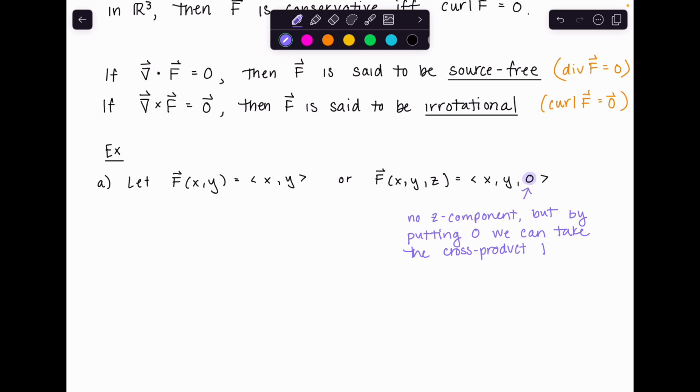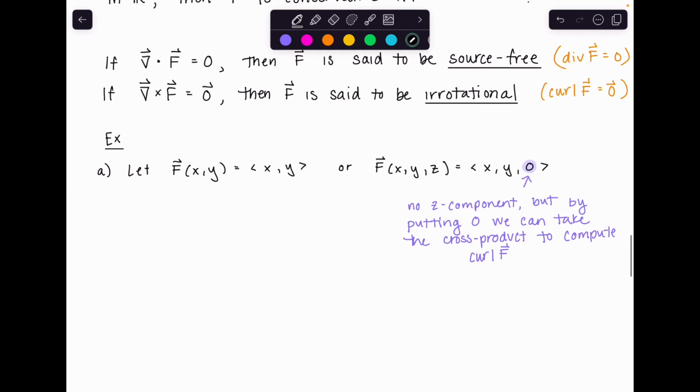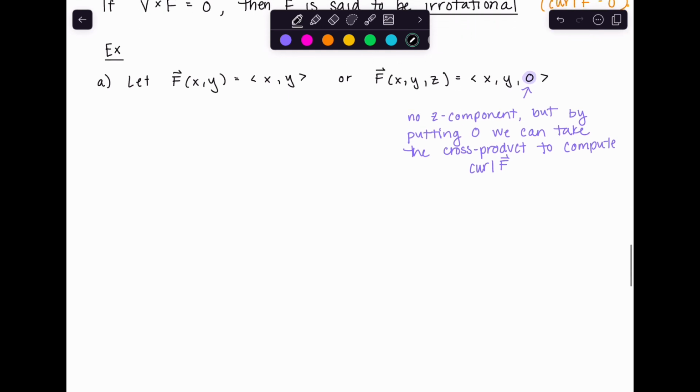To compute the curl. Okay, so it's just kind of a nice shortcut of this. So let's go ahead and, for this vector field, find both of the components. We'll start with the divergence. So this is going to be our del operator dot product with the vector field.